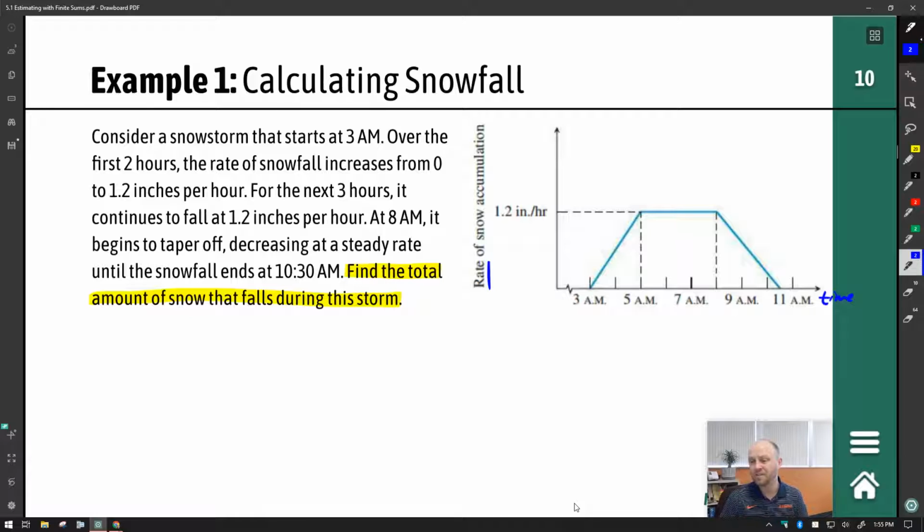Notice then that the graph in blue is exactly what was given to us in the words of the example. Over the first 2 hours from 3 a.m. to 5 a.m., the snowfall steadily increased until it was snowing at 1.2 inches per hour. For the next 3 hours, the snowfall was steady, 1.2 inches per hour the whole time. And then finally, from 8 a.m. until about 10:30 a.m., the snowfall gradually and steadily decreased until by 10:30 a.m. there was no more snow.